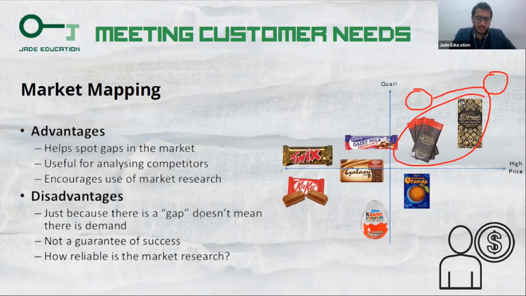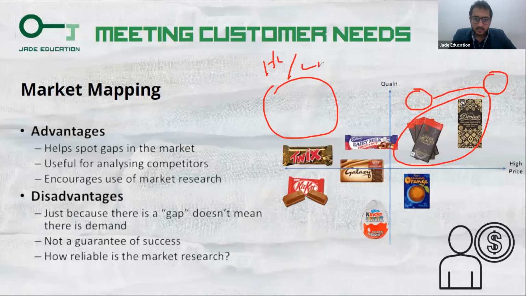The drawbacks though, guys, just because there's a gap. Look at this gap here. High price, low quality. Do you think it's viable to produce that? Just because there's a gap doesn't mean that there's demand. Nobody would pay a higher price for a low quality thing. Completely off, yeah? And of course, just because you do the market map does not mean that you're going to guarantee certain things. So it doesn't guarantee your success, yeah?